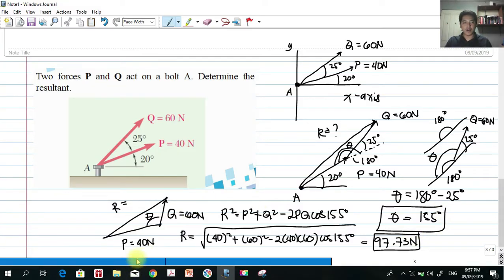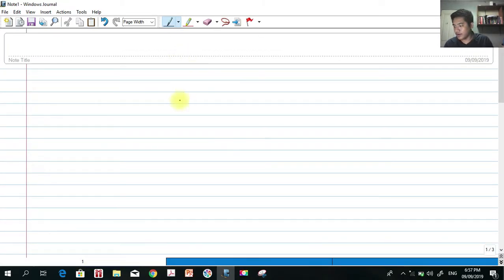How about the direction, or the angle with respect to the positive x-axis? So, this angle, what is this angle? Let's say that is alpha. So again, if we're going to redraw our triangle, let's say that is our triangle.